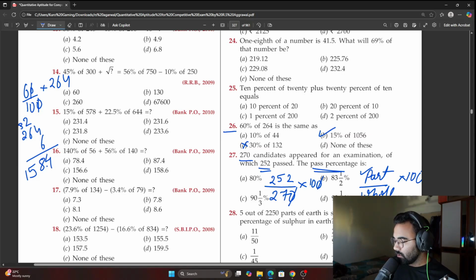27, 7 6s are 42, I think. 7 6s are 42. 6 2s are 12. 12 plus 4 is 16. 162. All right, this seems a little bit off. I mean, calculation wise, of course.